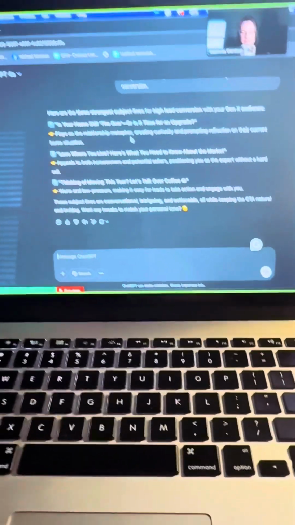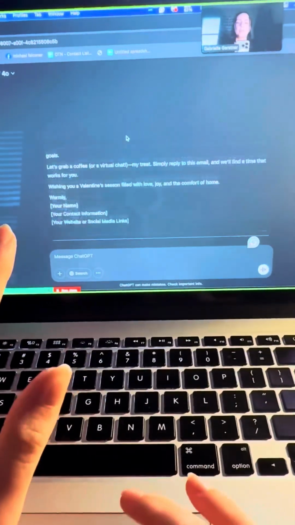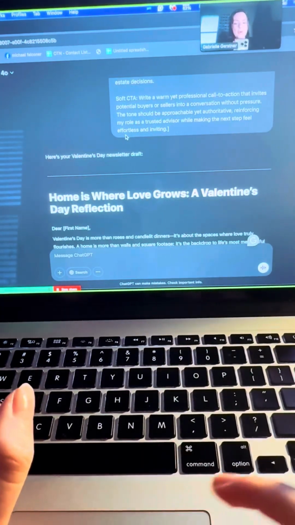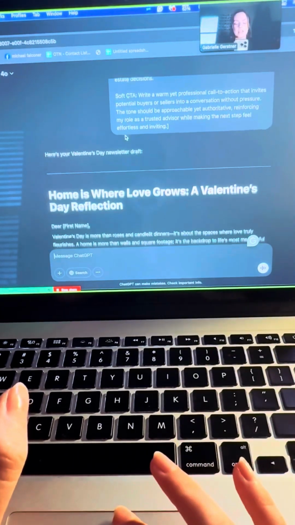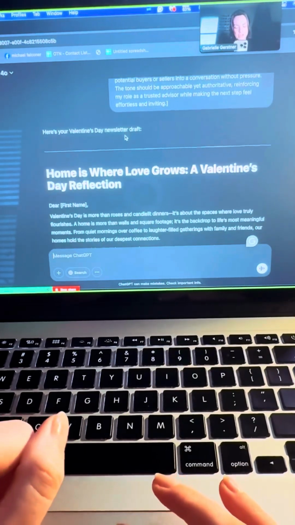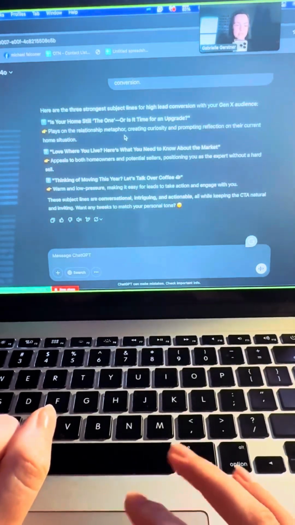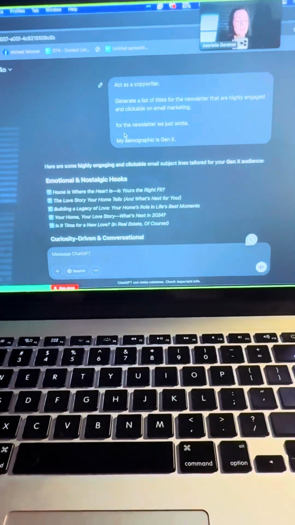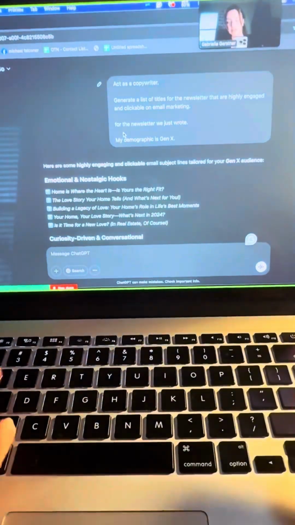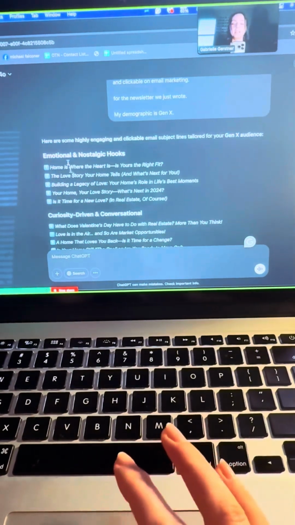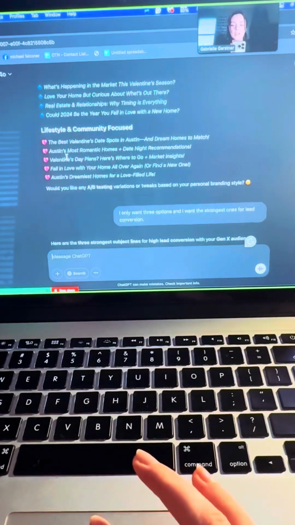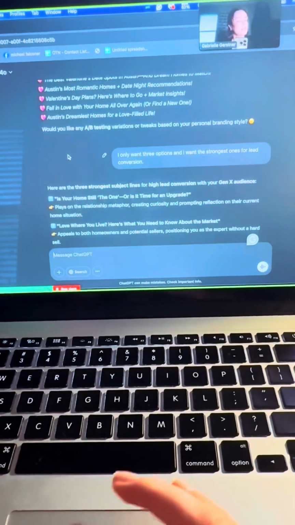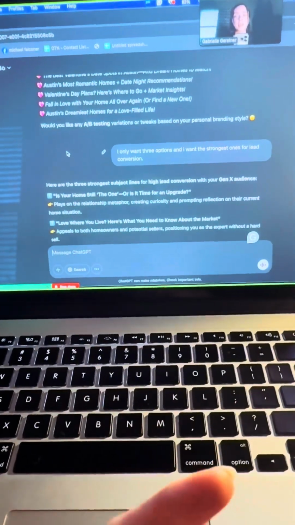So that's great. For example, the one that we got whenever we wrote the newsletter at first is Home Is Where Love Grows, a Valentine's Day reflection. Cute, fine, whatever, but not very clickable, I would say, for email marketing, which is why I immediately jumped into this. So whenever I made that, we got a whole bunch, and you can be like, Gabby, that's too many. It's fine.